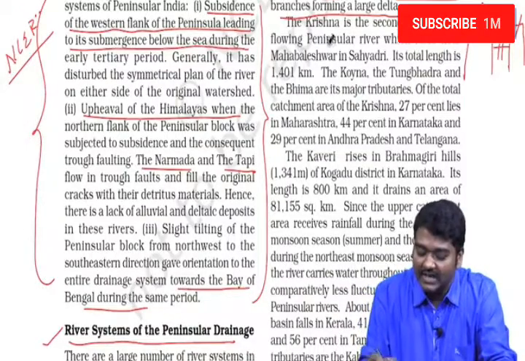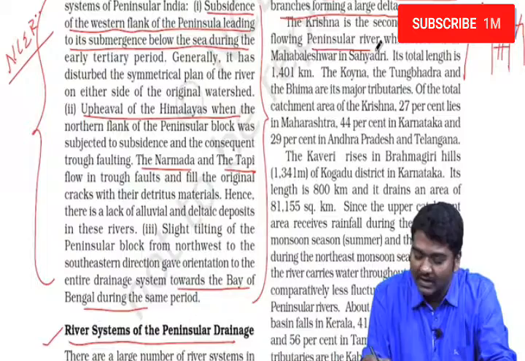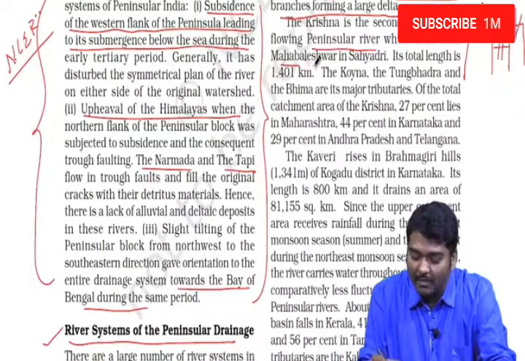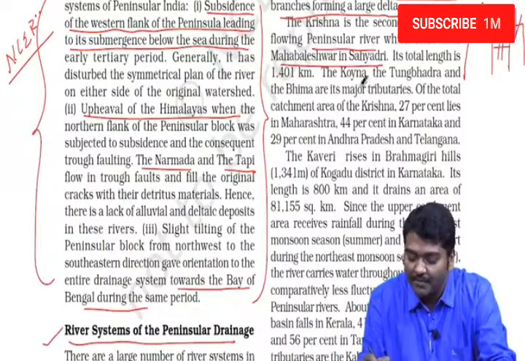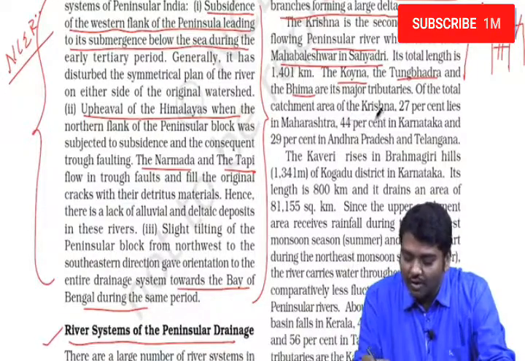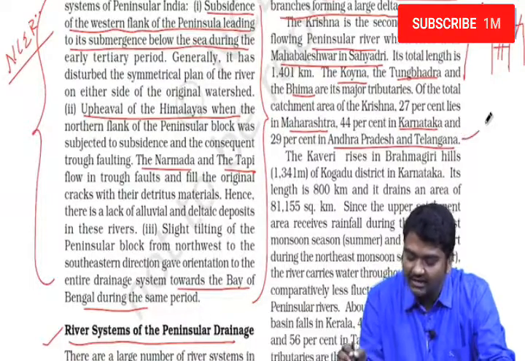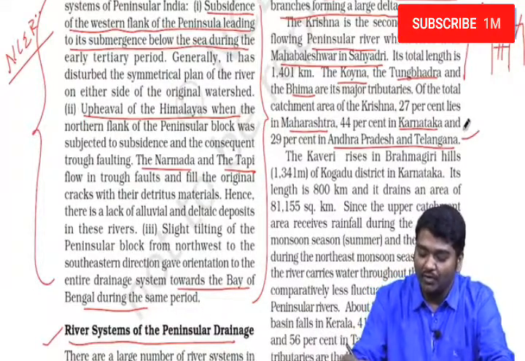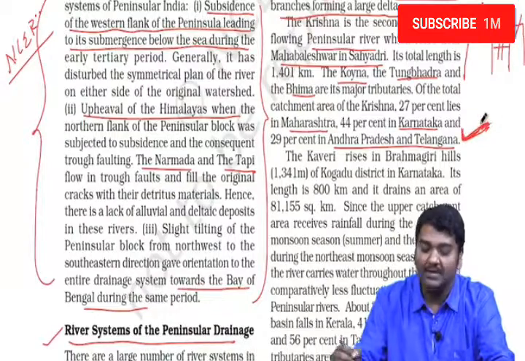The Krishna is the second largest east flowing peninsular river, which rises near Mahabaleshwar in the Sahyadri, Maharashtra. Koyna, Tungabhadra and Bhima are its tributaries. So it passes through Maharashtra, Karnataka, Andhra Pradesh and Telangana. So it's important for you to look at this particular aspect as well.